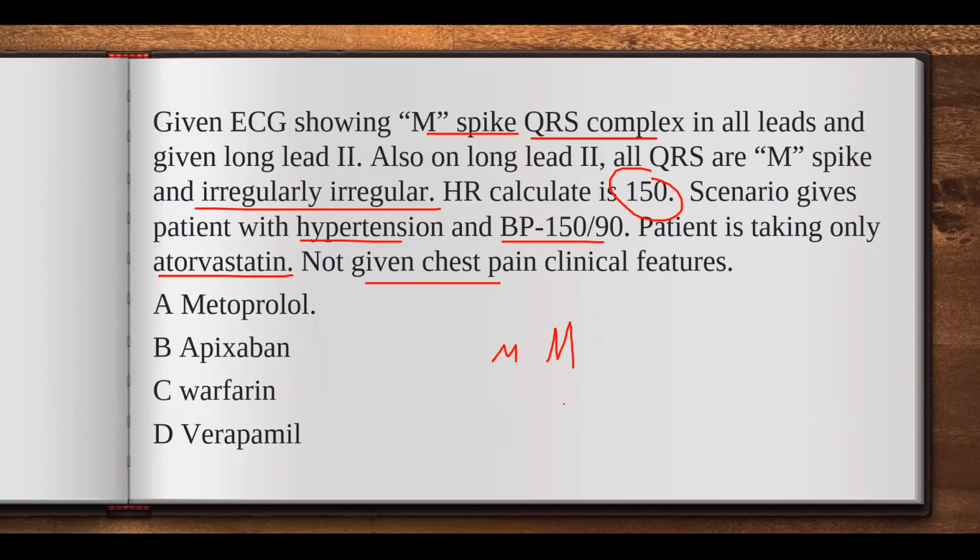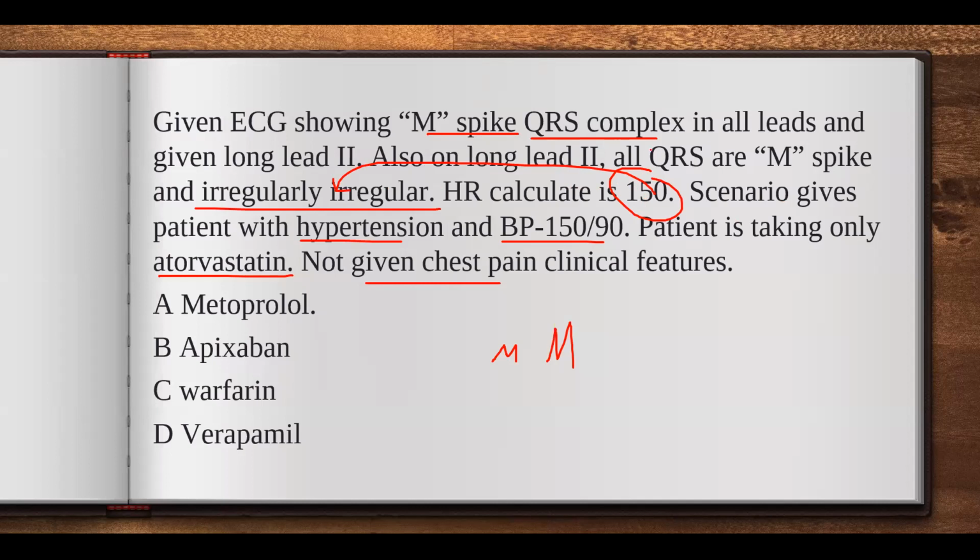Now, we don't know if it's a bundle branch block or not. When we discuss this, then you will understand what this M spike and everything is. But for the moment, just remember, this patient has an irregular rhythm with a heart rate of 150. Just by using these two things, you understand this is an AF patient, right?